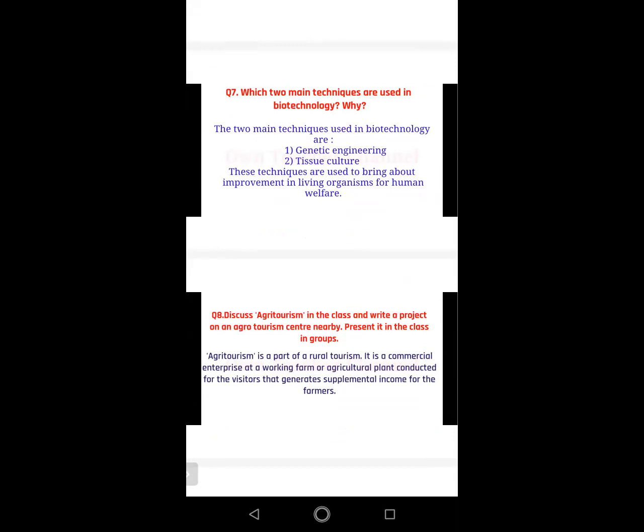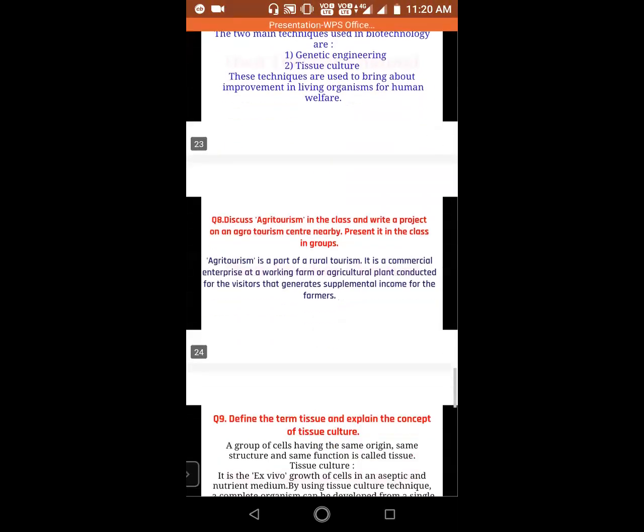Next is: discuss agri-tourism in the class and write a project on an agro-tourism center nearby. Present it in the class in groups. Generally, agri-tourism is a part of rural tourism. ठीक है, rural tourism है. It is a commercial enterprise at a working farm or agricultural plant to conduct it for the visitors that generate supplemental income for the farmers.